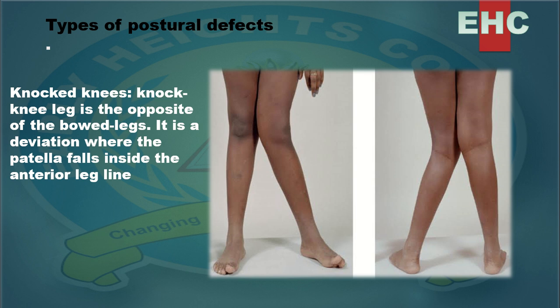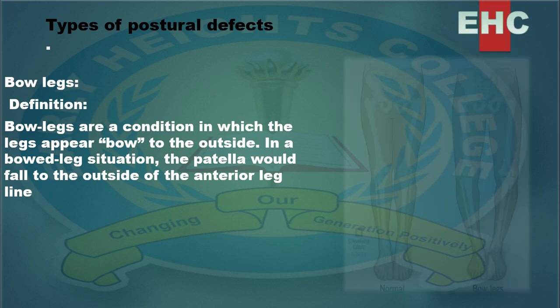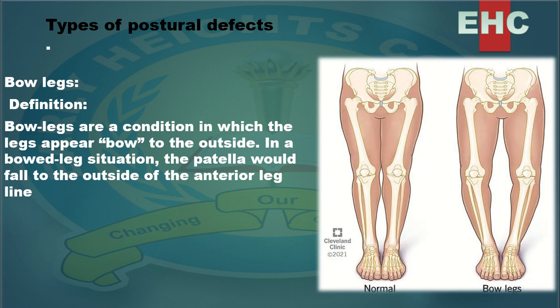It's also known as K leg actually, and it's the opposite of the next one we're going to discuss, which is bow legs. Here the patella doesn't fall inward. Bow legs are a condition in which the legs appear bowed, like an arrow and bow, so they appear curved to the outside. In a bow leg situation, the patella falls to the outside of the anterior leg.